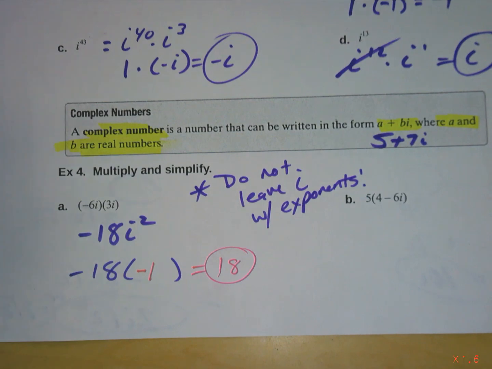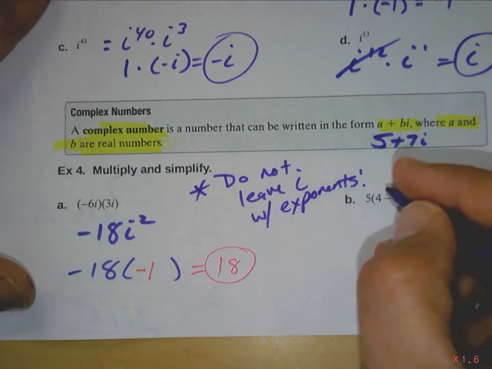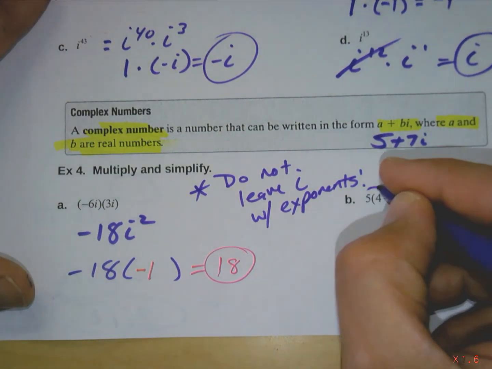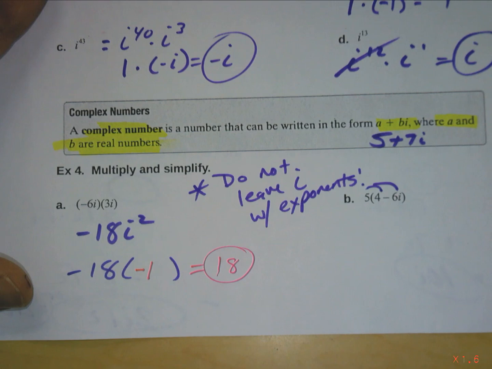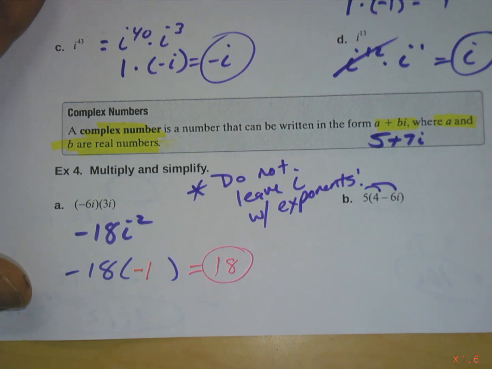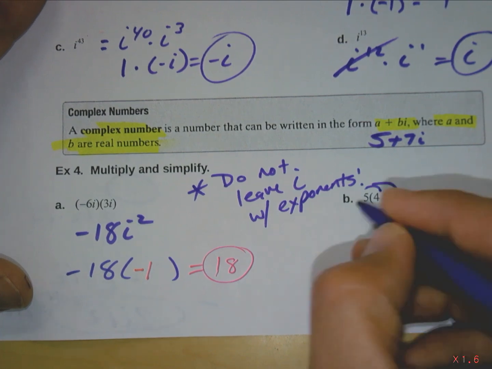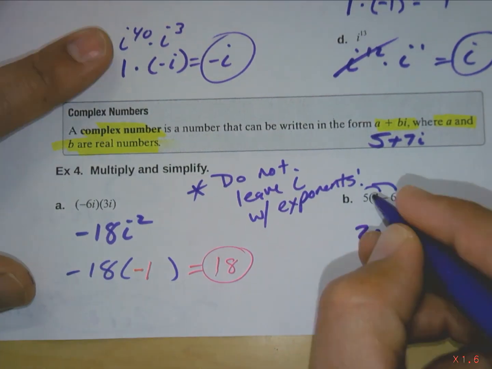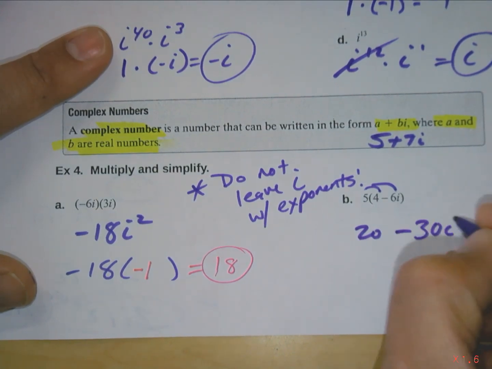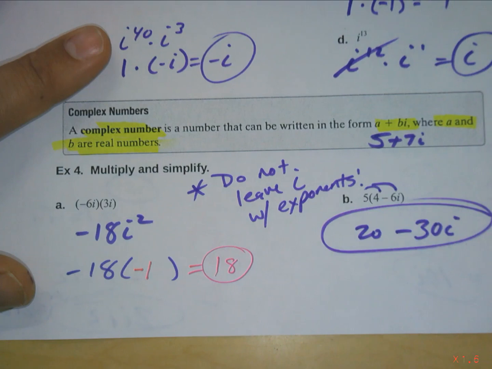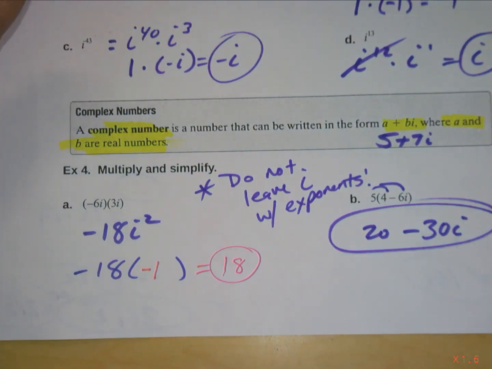All right, so when we take a look at the next one, what's this property called again? I can't remember. You remember? Greg, you remember what that's called? Starts with a D. Yeah, distributive property. Just distribute the 5. Go ahead and multiply 5. 5 times 4 we know is 20. 5 times negative 6i is what? Negative 30i. That's it. Easy peasy.